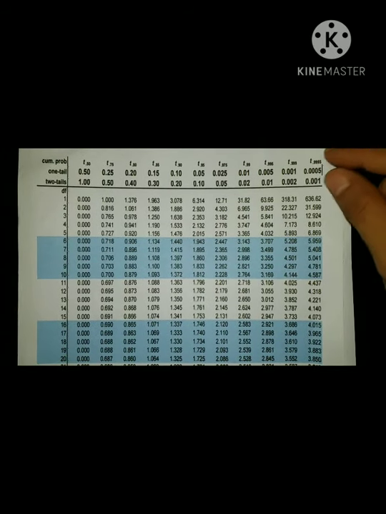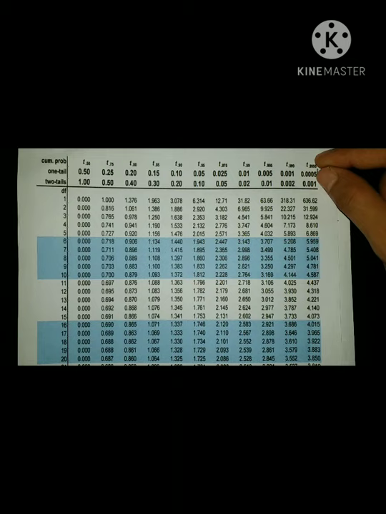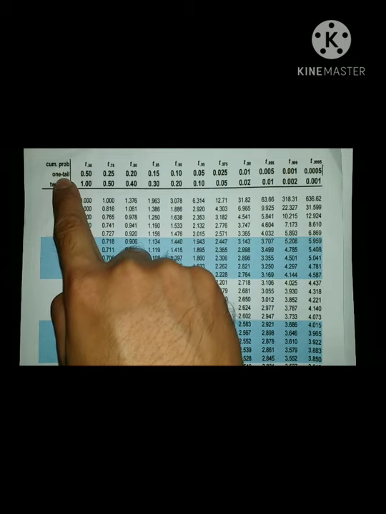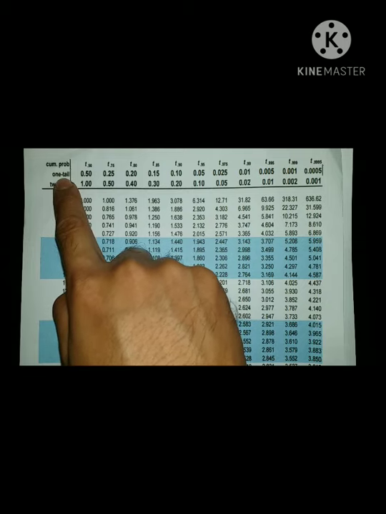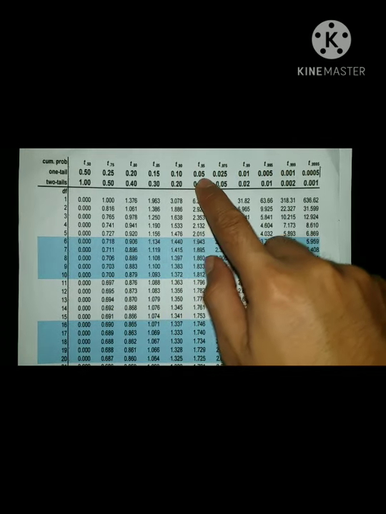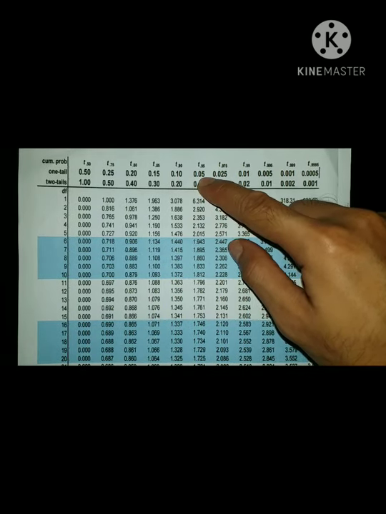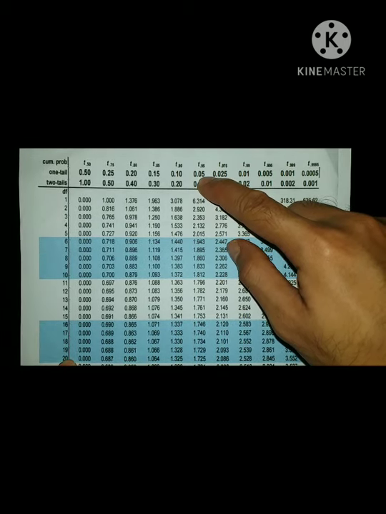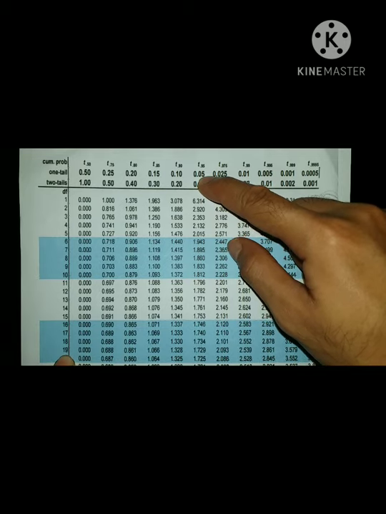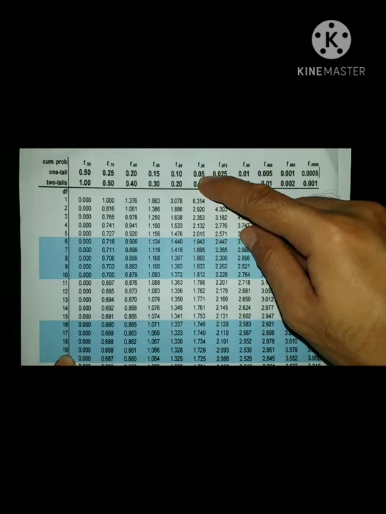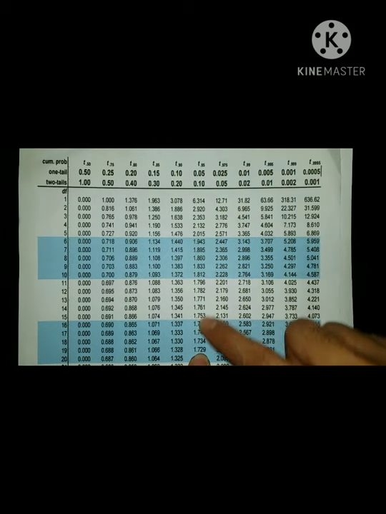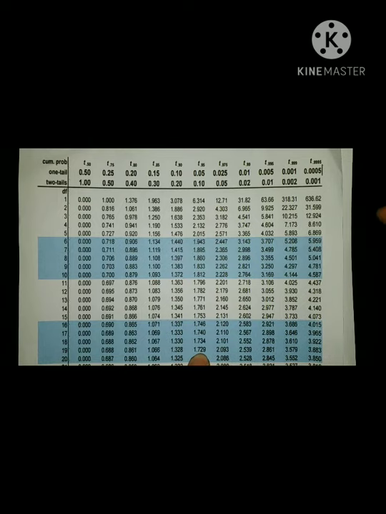So this is our t-table. Since the test is a one-tailed test, we'll be referring to the alpha from here. So let us find the alpha 0.05. It is located here. And then for our degree of freedom, find 19. So 19 is located here. And then find the intersection of the two. So the intersection of the two is 1.729.